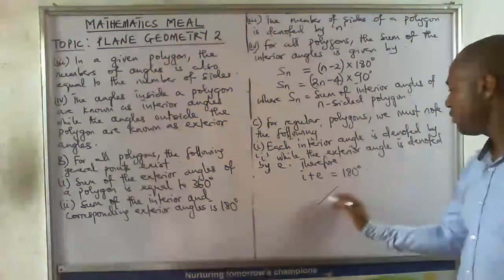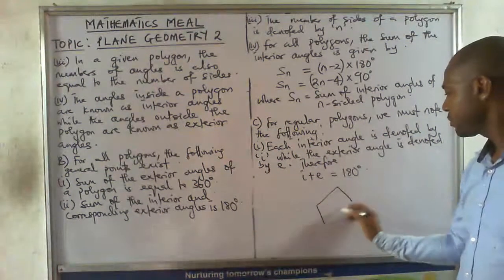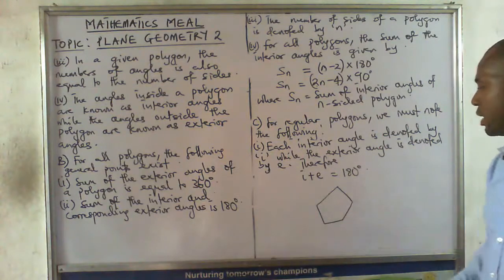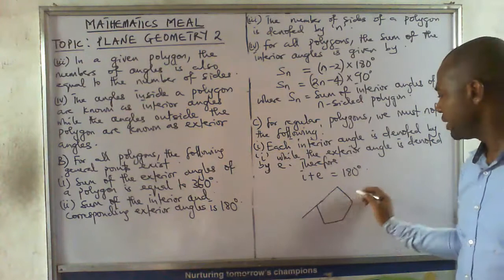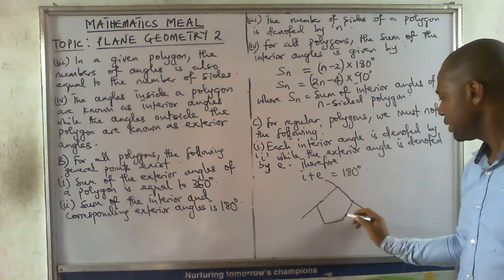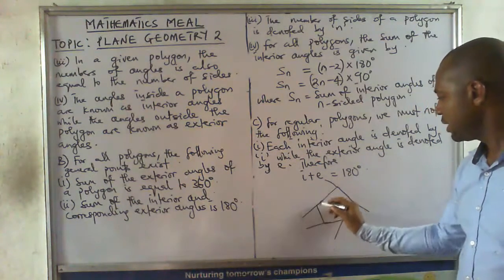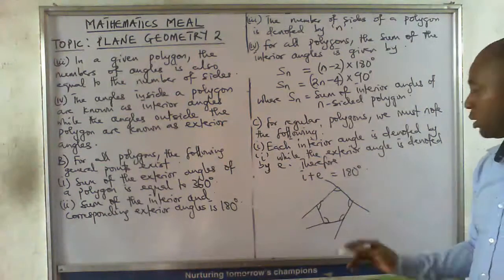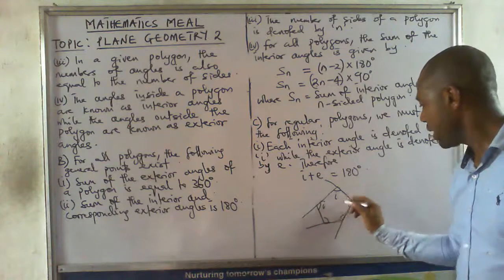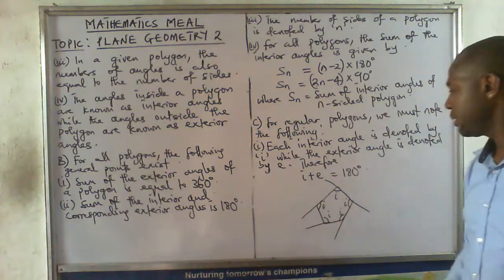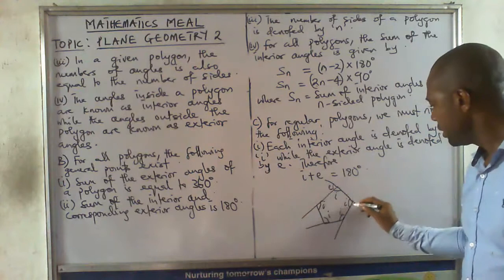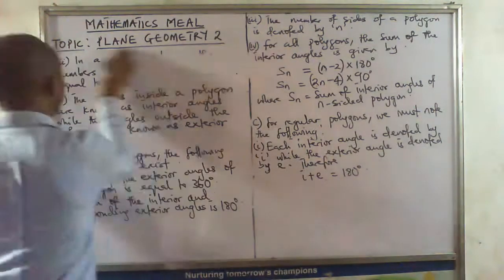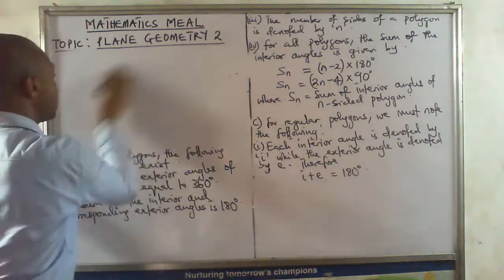So if I have, let's say, a pentagon with 5 sides. If this is a regular pentagon, you will notice that all the interior angles will be equal, so here will be I, here will be I, here will be I, here will be I. And then the exterior angle here will be E, here will be E. Let's make it bigger somewhere here for clarity.